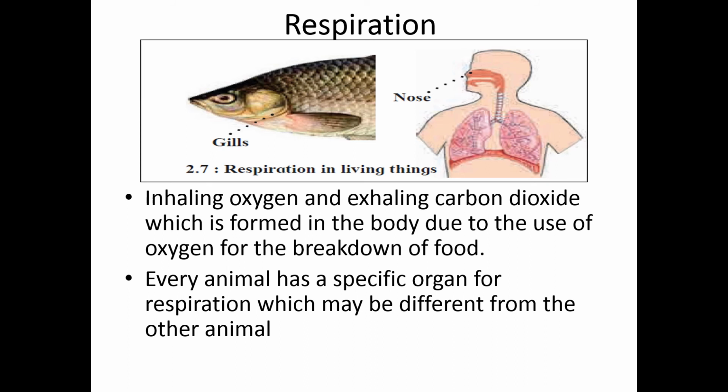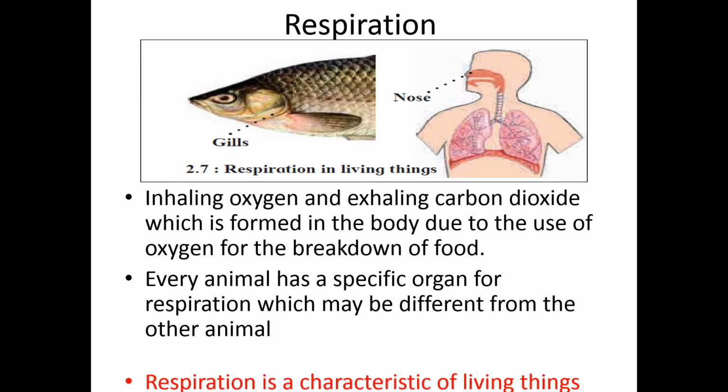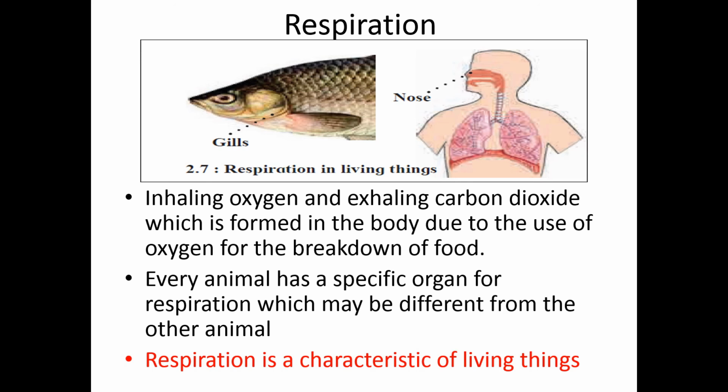So each and every animal has a specific organ for respiration, which may be different from other animals. Like how you see in the picture, fish have gills to breathe. We have nose and lungs to breathe. Earthworm will breathe through the skin. A frog has dual respiration or breathing techniques. In water or underwater, it will breathe through its skin. But when it is on land, it will breathe using the lungs. So thus, respiration is also a characteristic of living things.